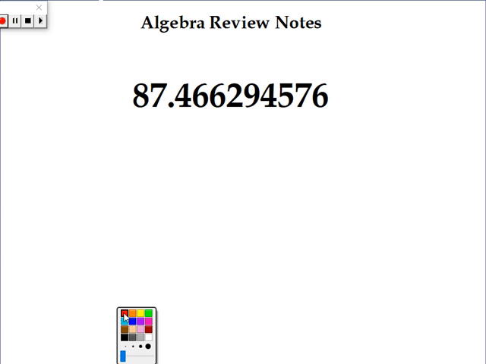So the front of this is just going to talk about rounding, and I just want to make sure we all understand rounding so we're all on the same page for the rest of the year. So when you look at a decimal, this first decimal place, this is called the tenths.